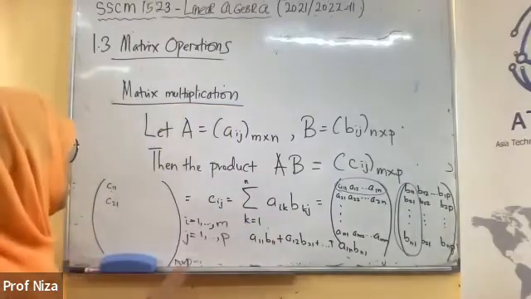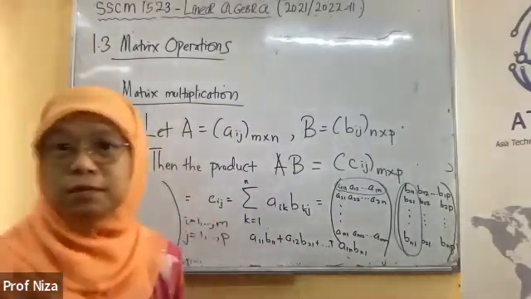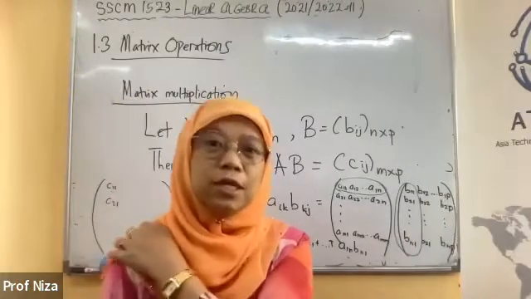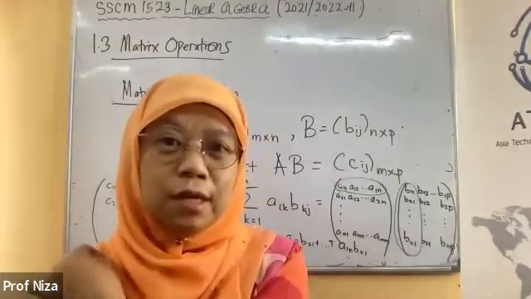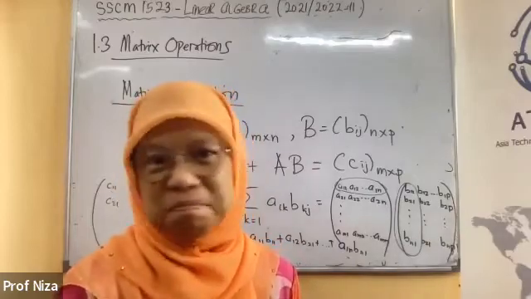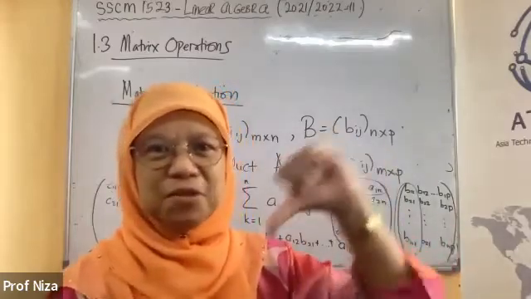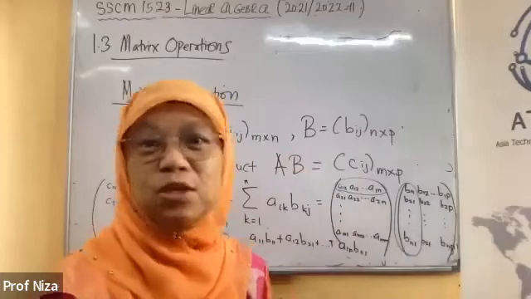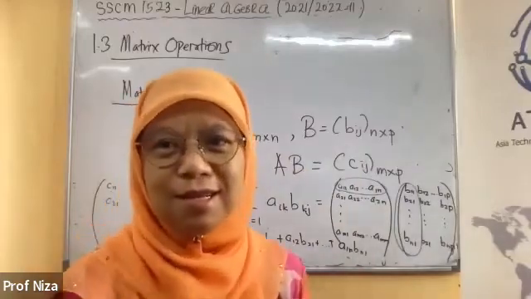Okay. Now the property of matrix multiplication. My first question, is it commutative? Is AB equals BA? Right? No. AB is not BA. Why? Why?